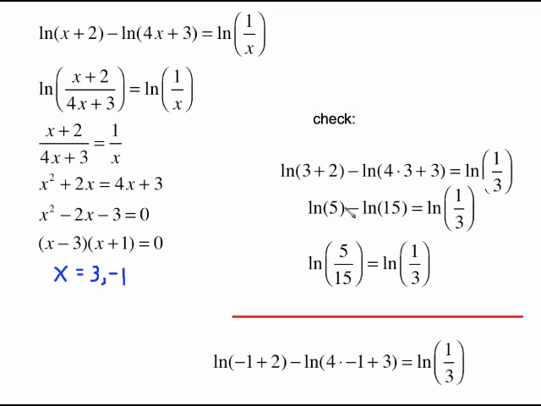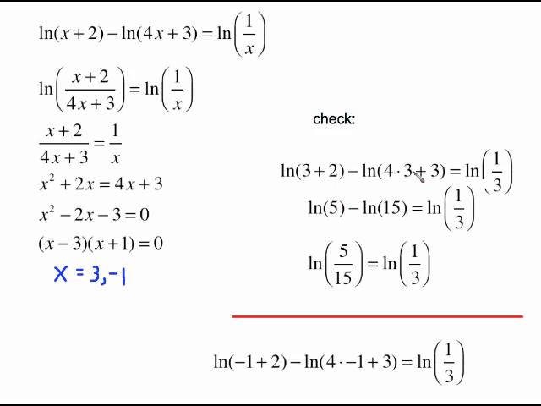Now I did this a little differently. Right here you could just use your calculator. Type in ln of 5 minus ln of 15. See what that number is on the calculator. Then do ln of 1/3. Be sure the 1/3 is in parentheses. And those two numbers will match. But another way to check without using your calculator is what I did here.